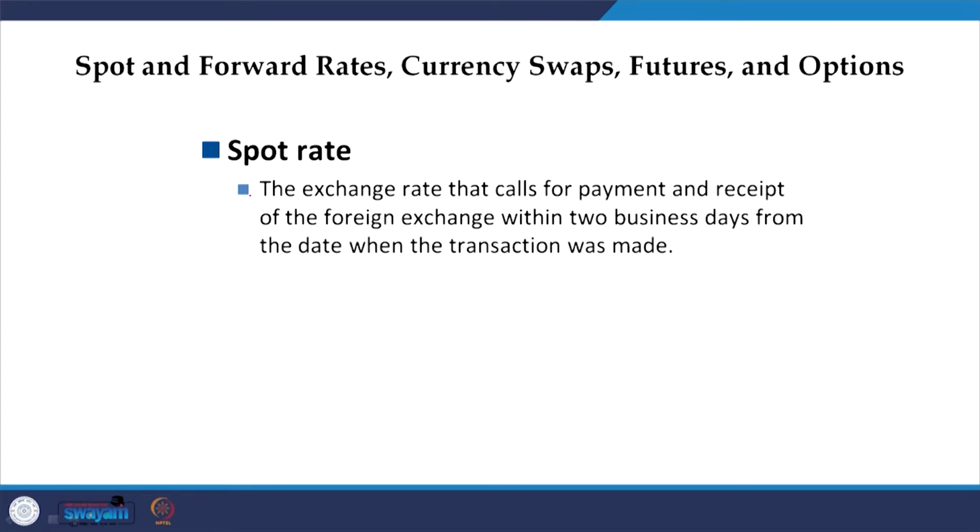Coming to spot and forward rates, we will discuss exchange rate determination later in our next class in detail. There are some other conceptual differences called spot rate, forward rate, options, futures. We will also explain them in today's lecture. A spot rate is basically the rate that calls for payment and receipt of the foreign exchange within 2 business days from the date when the transaction was made. So, it requires 2 business days. If the rate is contracted for 2 business days and traded, it is simply called the spot rate.